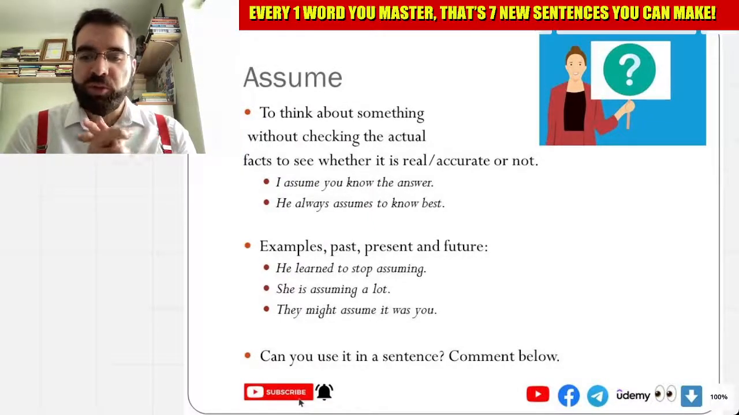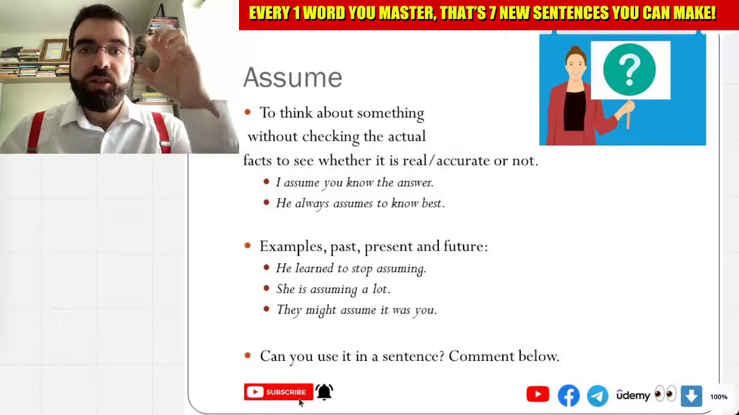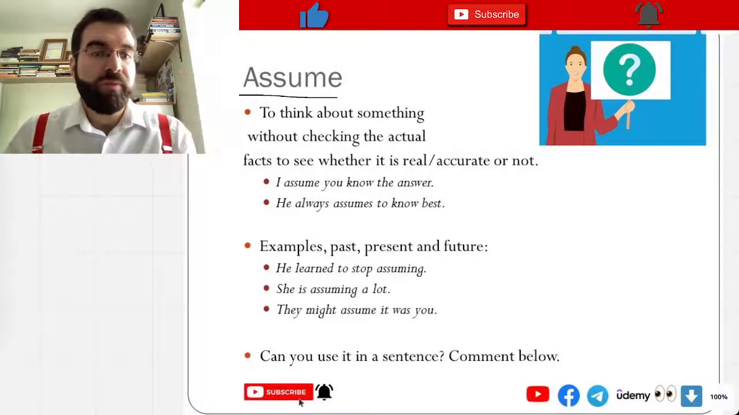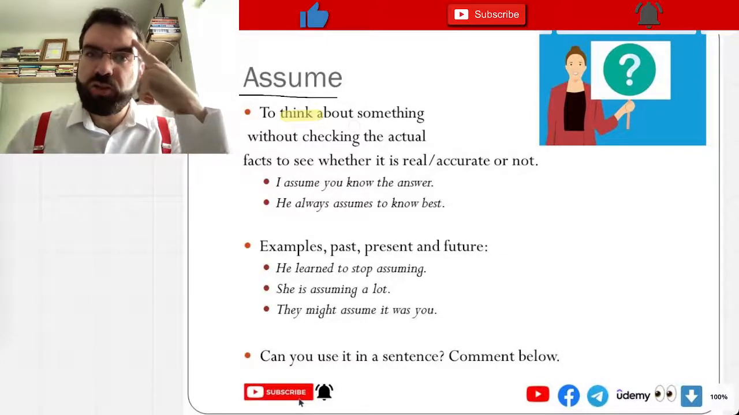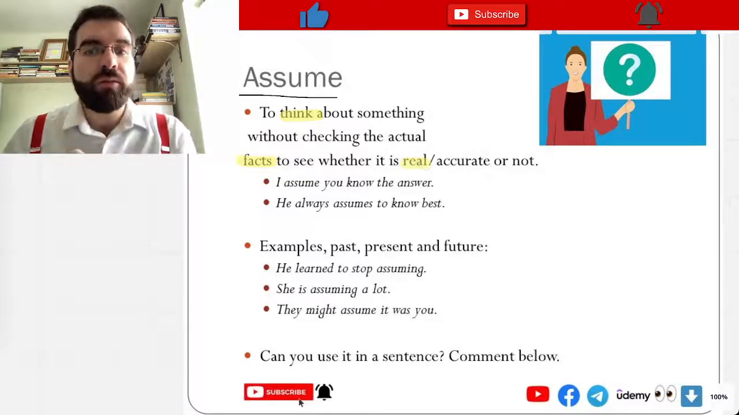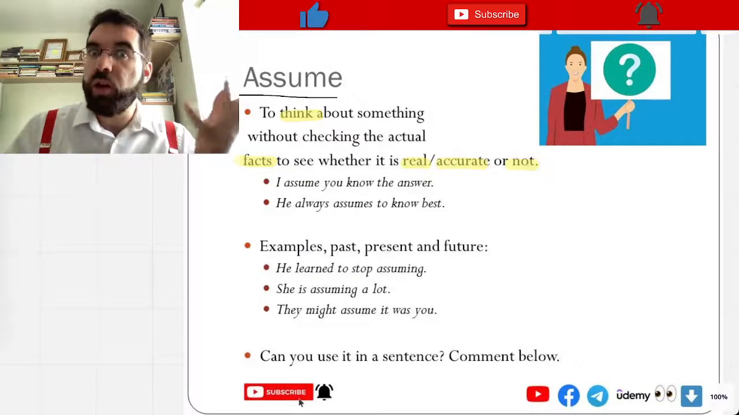Okay, language explorer. So let's look at today's Tuesday verb. Assume. Assume. To think about something without checking the facts to see if it's real or accurate or not.